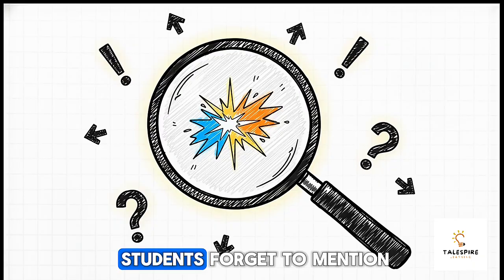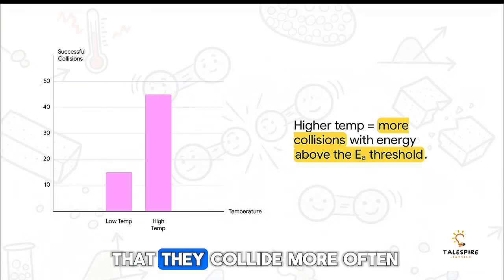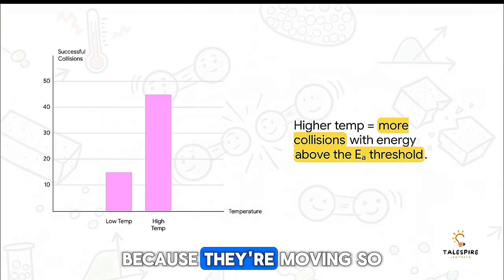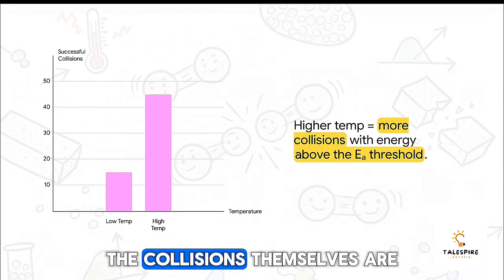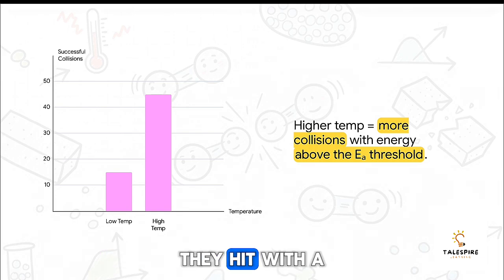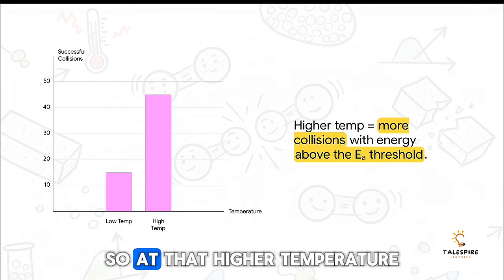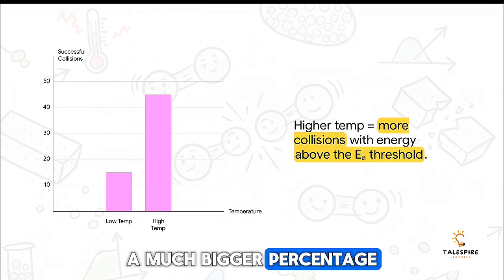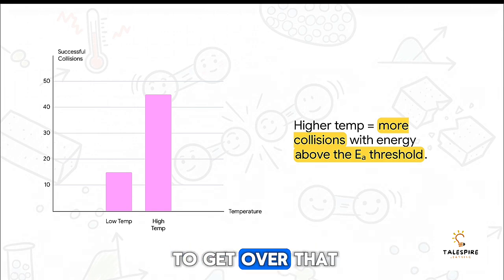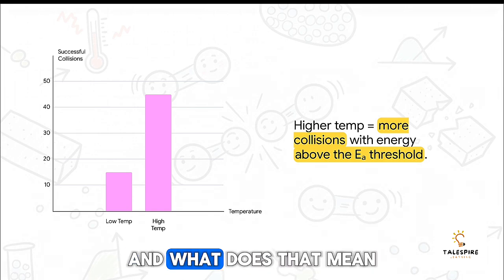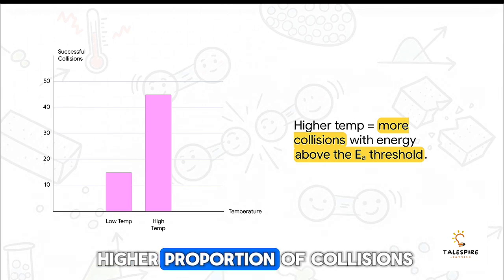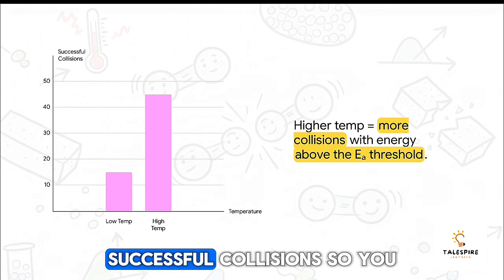This is what most students forget to mention. See, it's not just that they collide more often. Because they're moving so much faster, the collisions themselves are way more powerful. They hit with a lot more force. So at that higher temperature, a much bigger percentage of the particles now have enough energy to get over that activation energy hump. And what does that mean? It means a much higher proportion of collisions are now successful collisions.